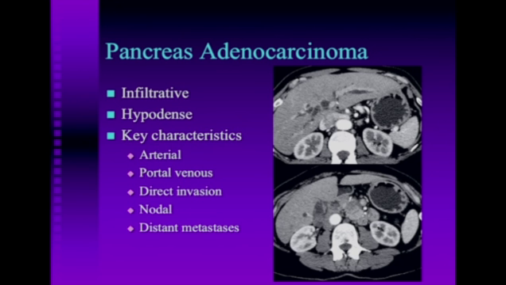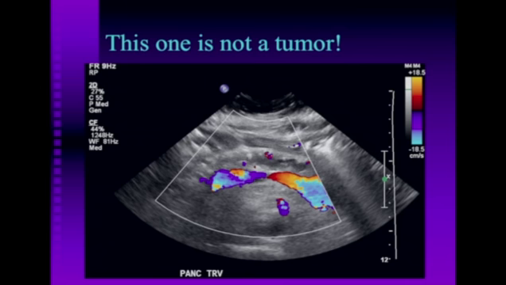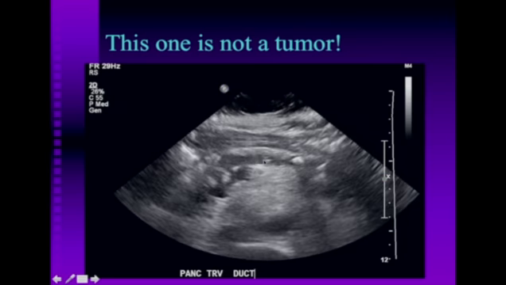Now, after showing you that last one on ultrasound, I'm going to show you one that looks exactly the same. Here we have a poorly marginated, infiltrative, hypoechoic mass within the pancreatic head. You look at this image and you are thinking cancer. So we look and we see, okay, I've already told you this is not a tumor, but we see pancreatic duct dilatation going into this hypoechoic mass.